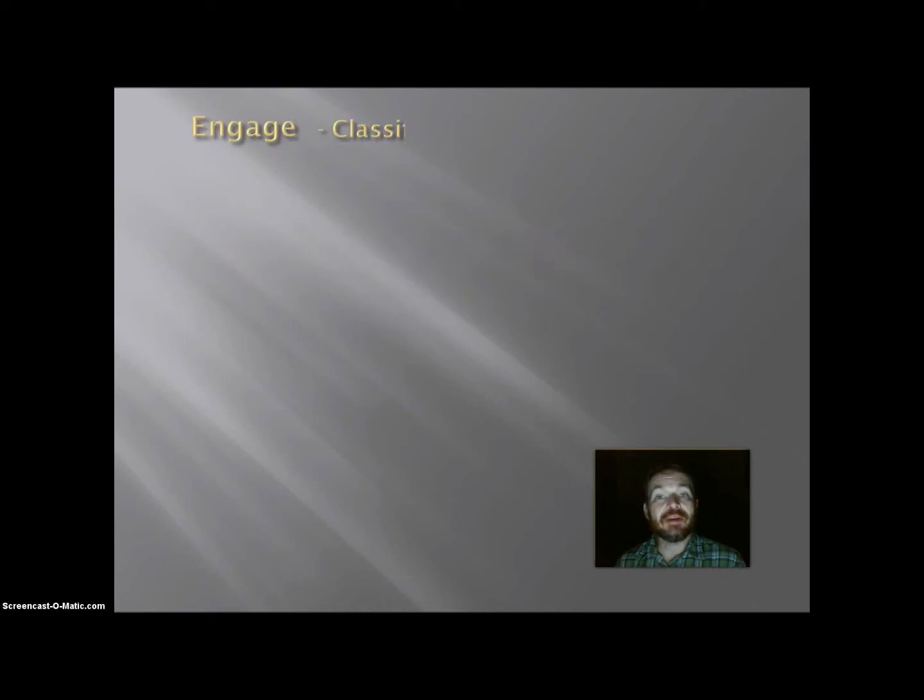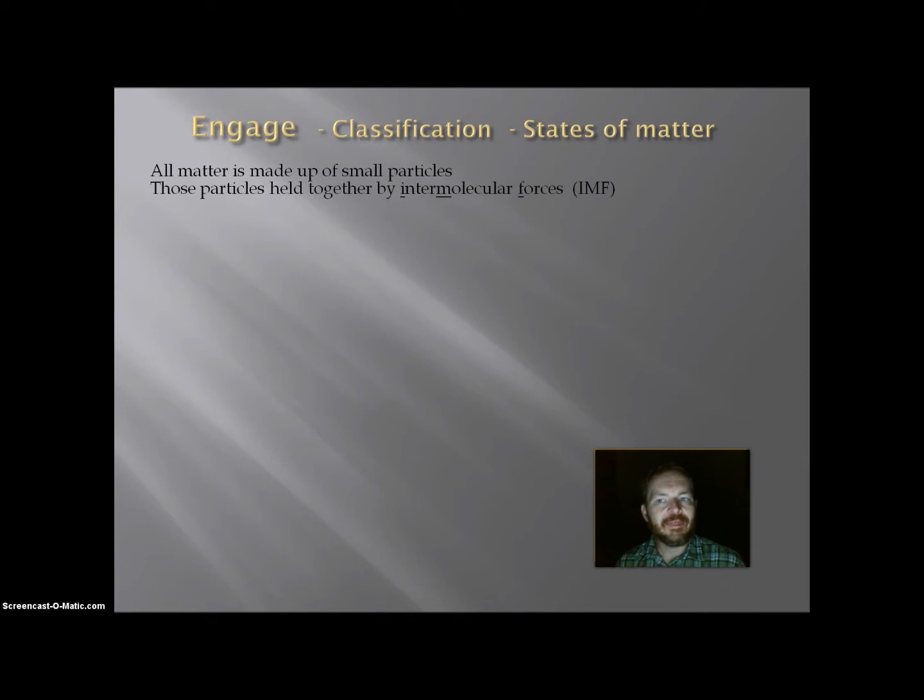In this module, we're going to look at classifications of matter, specifically the states of matter. And we have to start with some assumptions. First assumption is that all matter is made up of small particles. Then we're going to assume that those particles are held together by intermolecular forces. And those forces have different strengths depending on the nature of the material. And those forces hold those particles together.